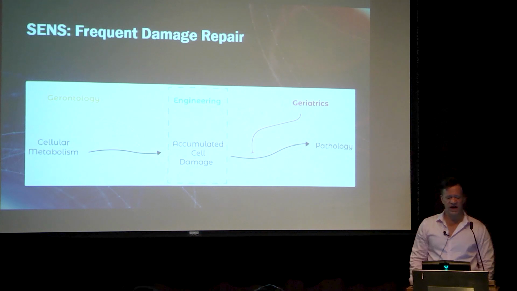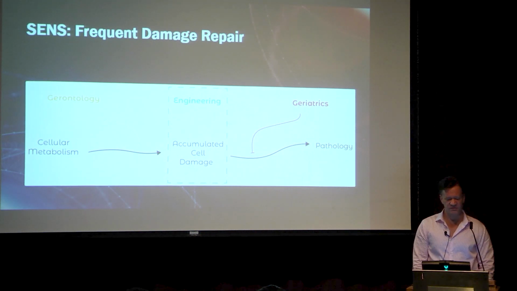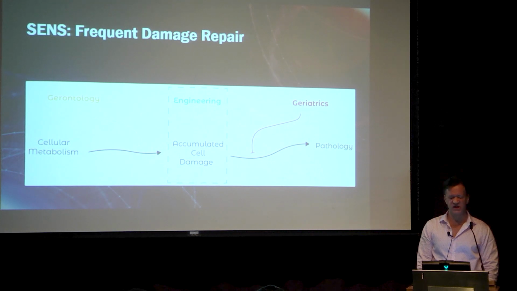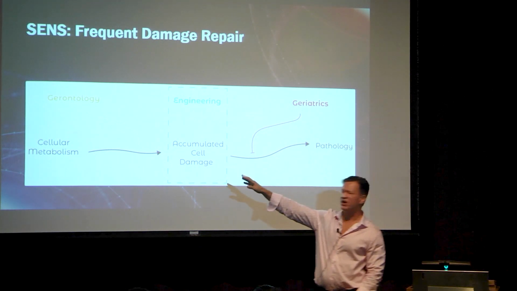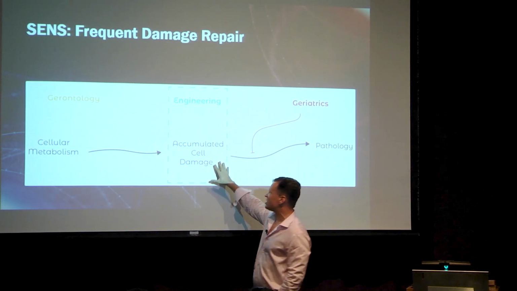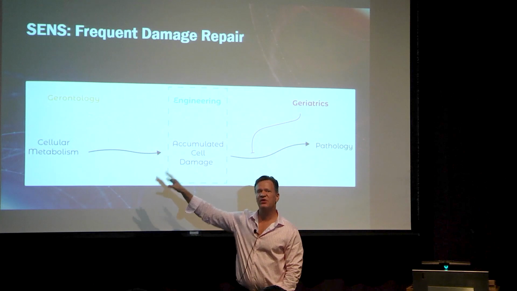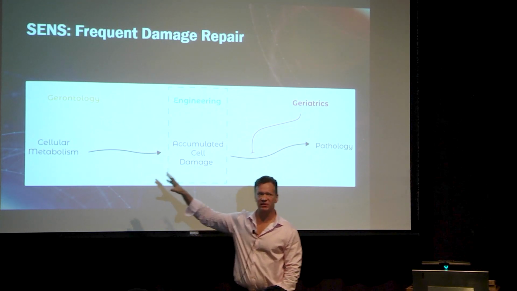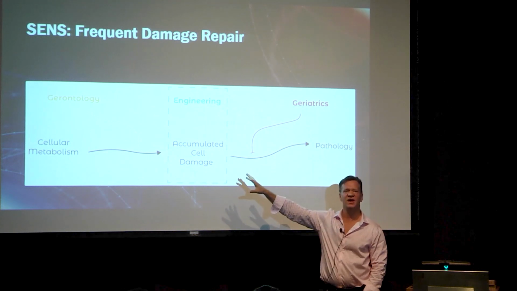A little later in this talk, I'm going to talk about SENS and define what that term means, but essentially the concept is damage repair, just like that Model T Ford. You've got the concept of gerontology. The concept of gerontology is, okay, you've got cellular metabolism, and we know that that causes a lot of cell damage. Gerontology says, how can we minimize the damage that cellular metabolism is continuously causing to our bodies?